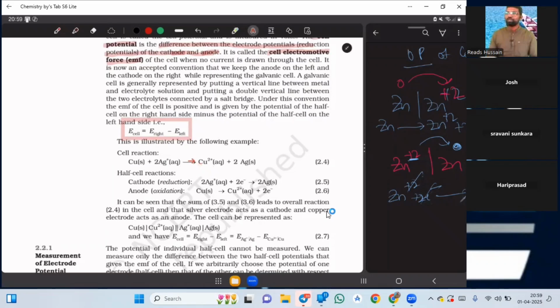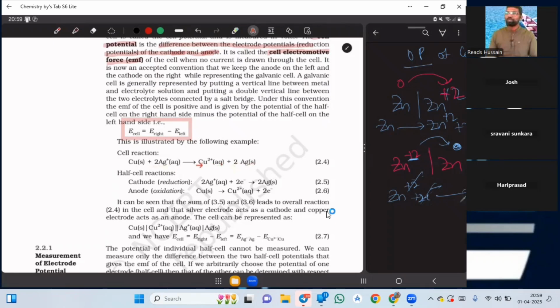It is around 9. Hardly over 10 minutes is left. So let's continue. Here, see this reaction once again: Cu + 2Ag+ gives Cu2+ + 2Ag. So this is the reaction given.